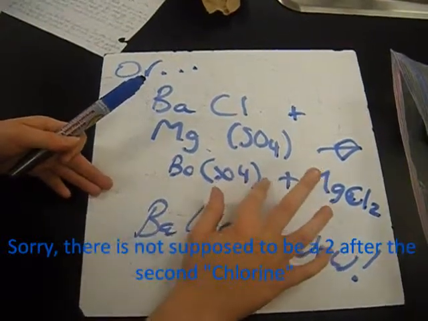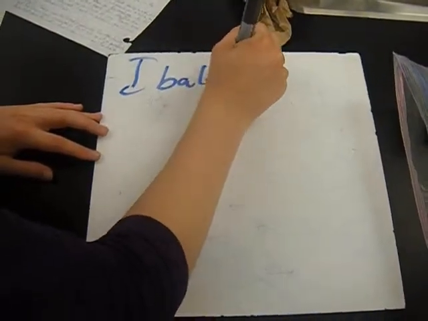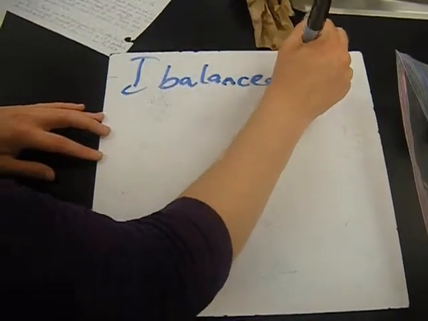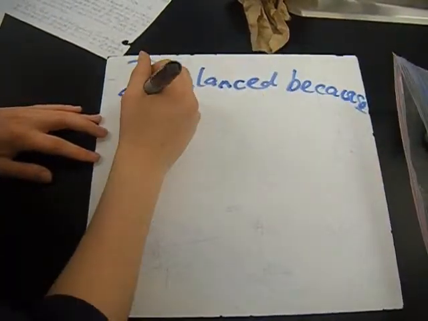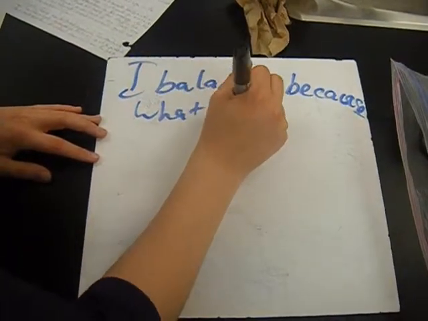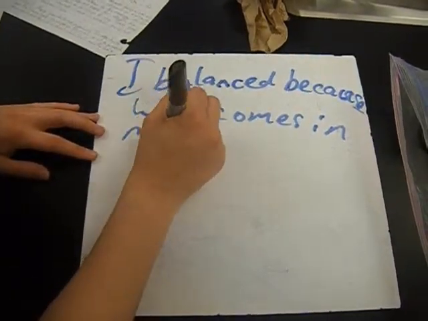Balancing proves that the law of the conservation of mass is always true. The law of the conservation of mass states that the products of reactants in an equation will have the same mass as the original reactants.